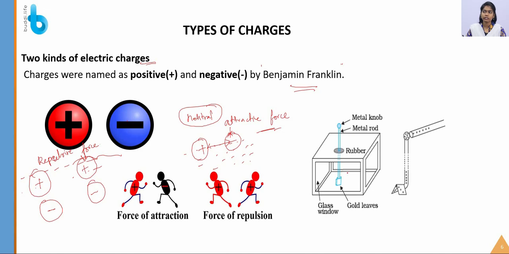So next, this is the picture of the gold leaf electroscope. Why is this method used to detect the charges?